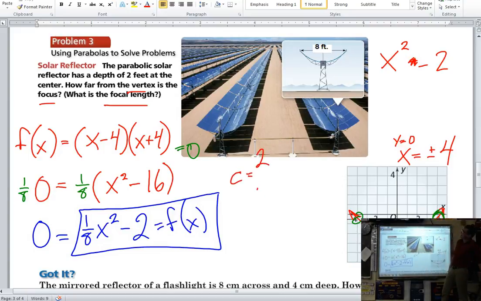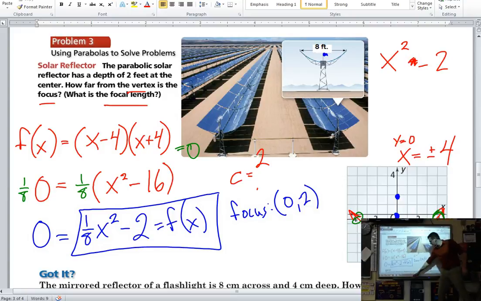That tells me my focus is at 0, 2. So actually, it is right here. Or sorry, no, it's above. It is not. So this is where the middle is, and that's how I misspoke yesterday.